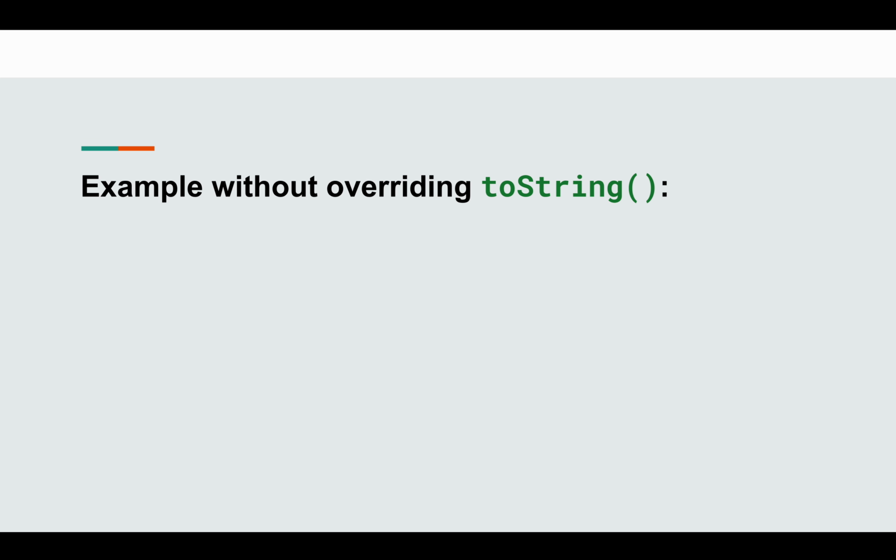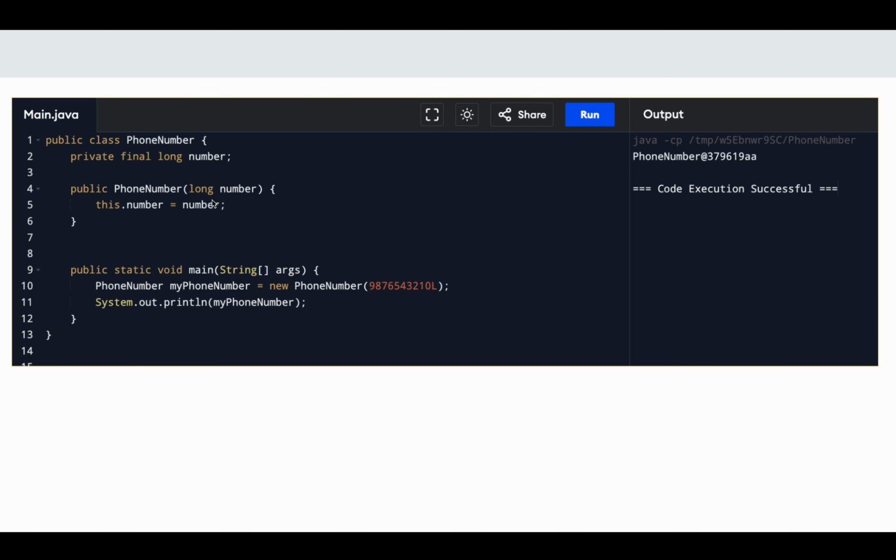Now let us see an example where we are not overriding the toString method and what the behavior and output are. I have a very simple example here. I have a class named PhoneNumber. This class has only one member, long number. This is the constructor of the class, and then I have a main method. The main method creates an instance of the PhoneNumber class and then we want to print this phone number. The expected output should be this number, but what we are getting is some random weird value, right? We don't want this to be printed. We want this number to be printed.